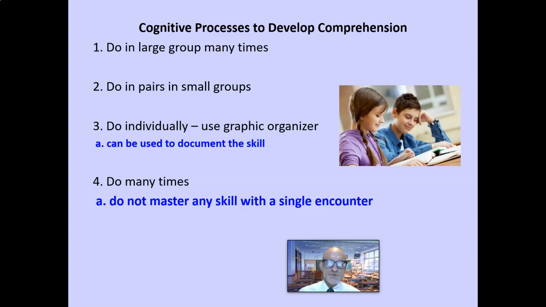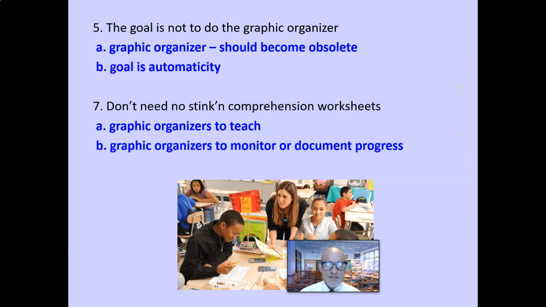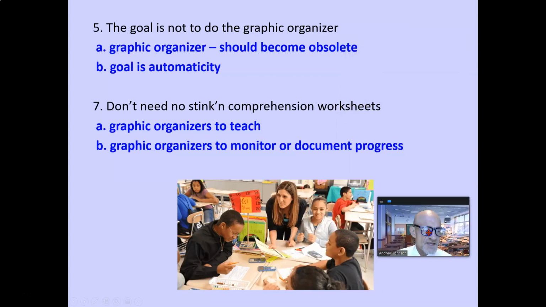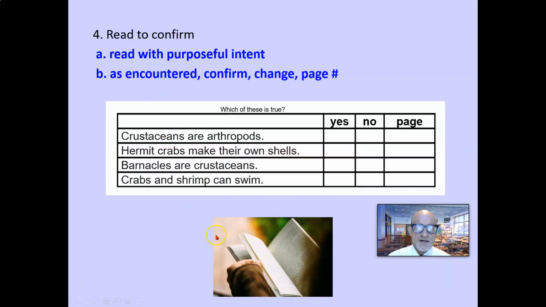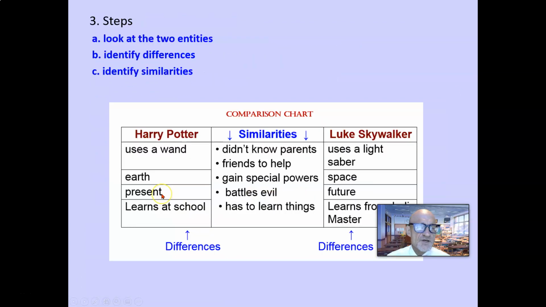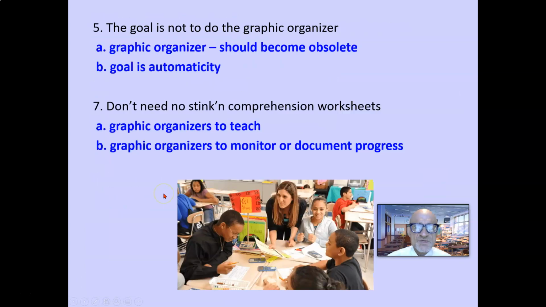Students do not learn, do not master this cognitive process in a single encounter or in a couple encounters. You need to do it many times. Our goal is automaticity, so they do it without thinking. The goal is not to master the graphic organizer. No one cares if they can do a comparison chart. No one really cares if they can do a cause-effect graph or a confirming statement. They really don't care. But they do care. It's the cognitive process we are concerned with.